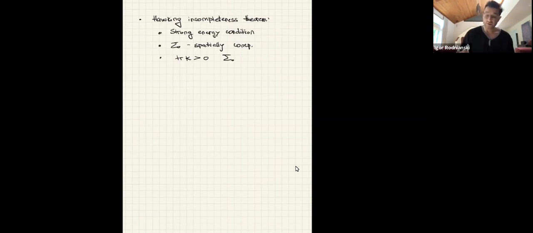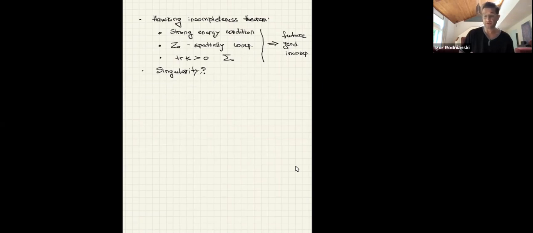And what is the conclusion? Well, the conclusion is that in this case, we have future geodesic incompleteness. Excellent. Very good. But does this correspond to a singularity? And this theorem gives you absolutely no answer to what causes this geodesic incompleteness.